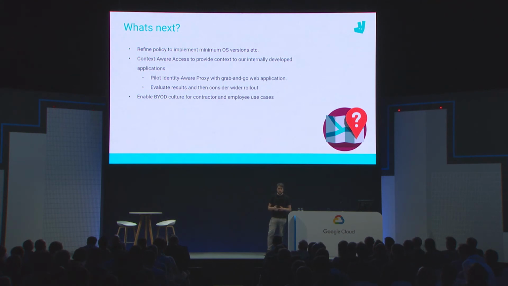Context-aware access for our internal apps is also something that we really want to pursue as well. So we're going to pilot identity-aware proxy on a grab-and-go web application that we developed, and then evaluate it for a wider rollout across the organization and understand the potential impacts on that and our infrastructure, because everything is in AWS, so putting Google in front of it would be an interesting conversation.